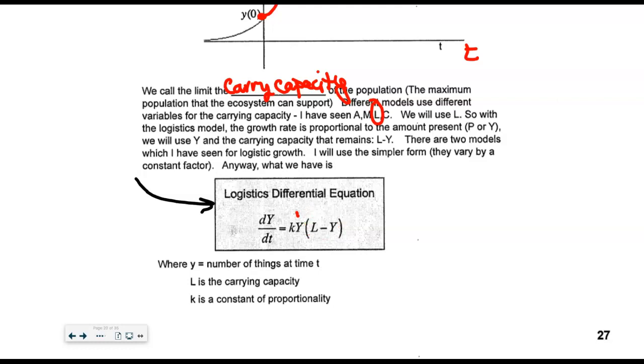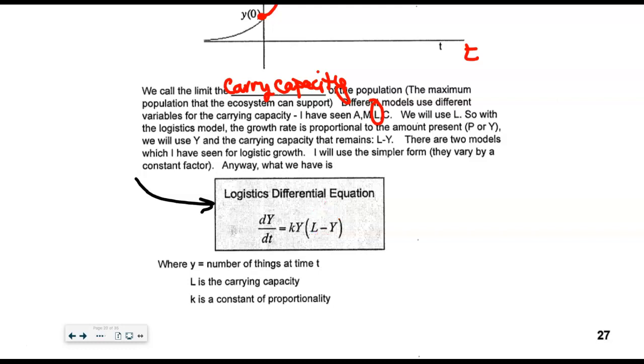But when I put this on here, this is the difference between the carrying capacity and the amount present. And as one goes up, the other goes down. So if the carrying capacity is L for how much it can hold, as L goes up, this number is going to get smaller. It's the space left. Does that make sense? It's the difference between the carrying capacity and what's already grown. So there's this way to remember it.